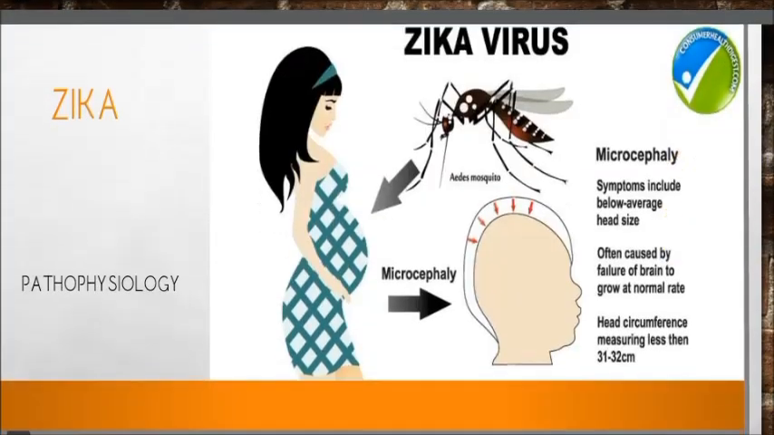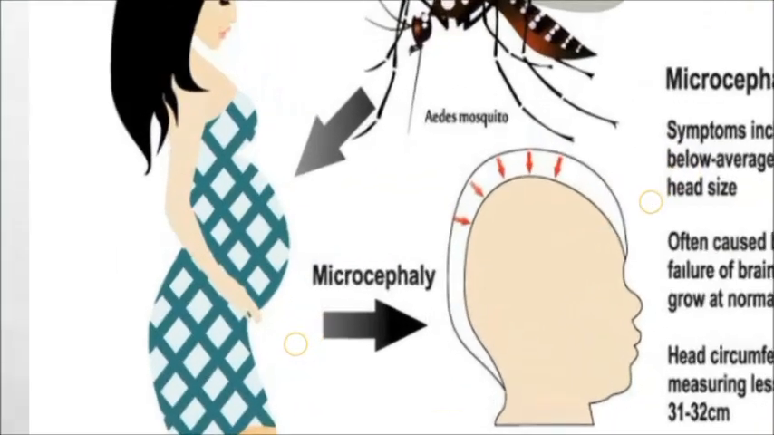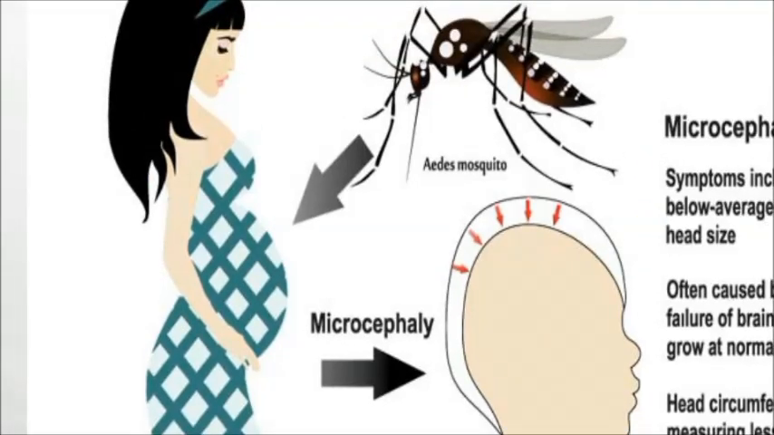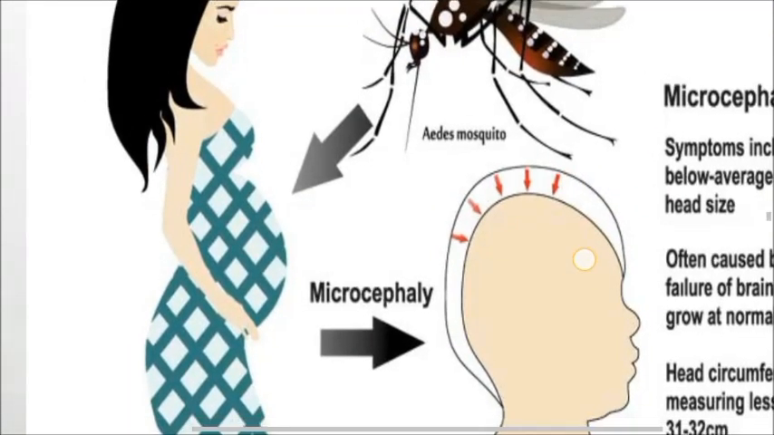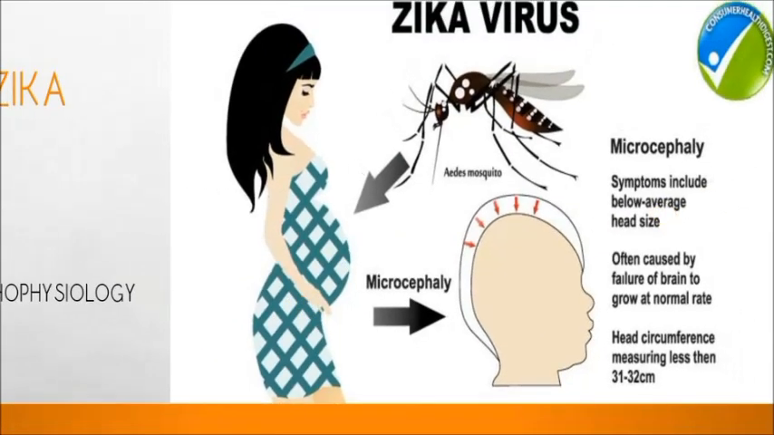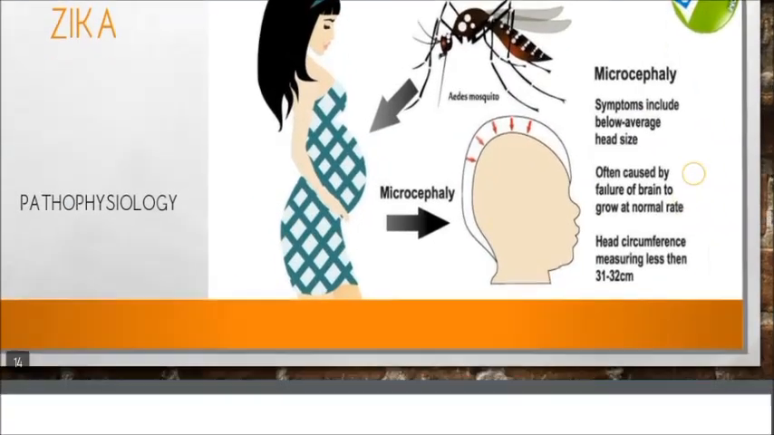What about pregnant women? When an Aedes mosquito bites a pregnant woman, her child might have a birth defect like microcephaly, called congenital Zika microcephaly. We can see here, this is the normal size, but because of microcephaly, there is a decrease in the size of the head.